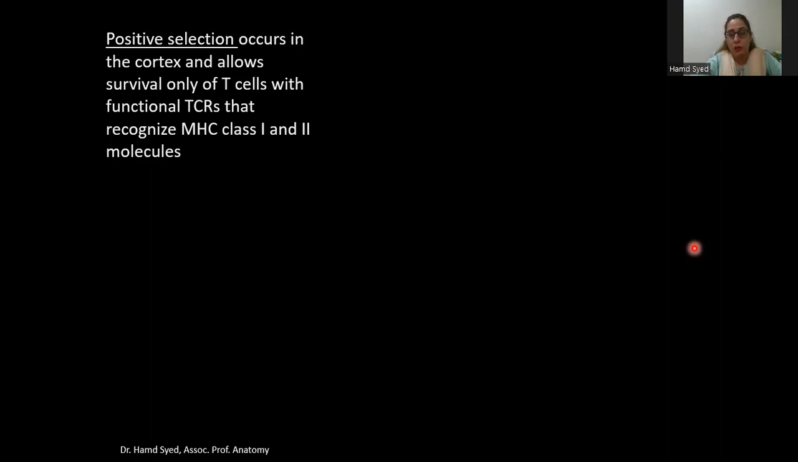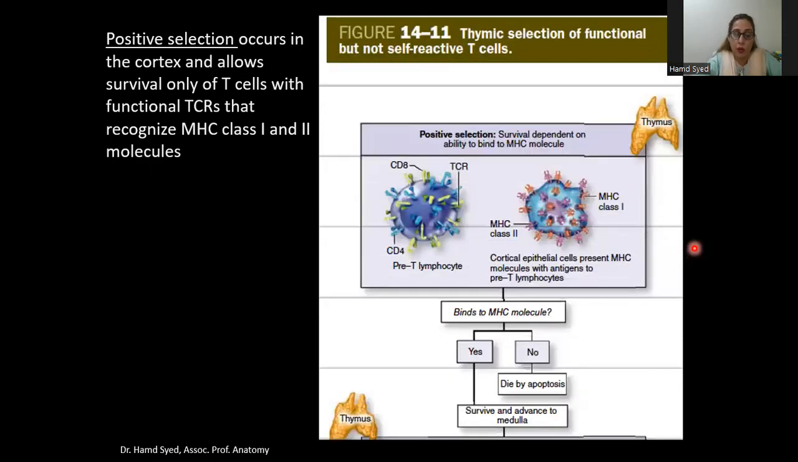Now, we have mentioned the MHC or major histocompatibility molecules, class 1 and 2. These are the molecules which are responsible for identifying and bringing the invaders or the intruders, the microorganisms, to the T cells. And T cells cannot recognize an intruder unless it is marked by the MHC molecules. So in order to be functional, the T cell needs to recognize the MHC molecules.